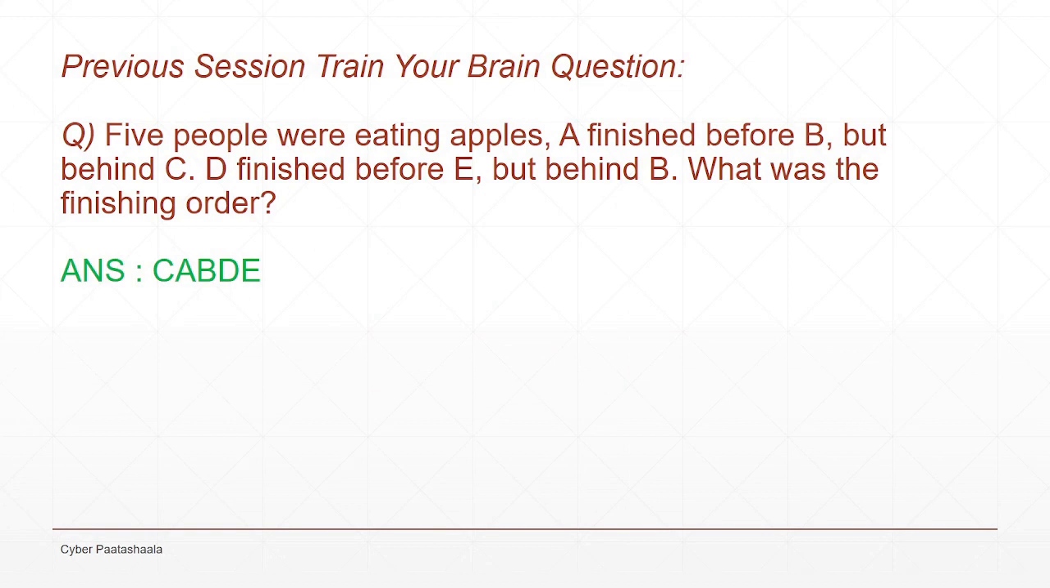Previous session's Train Your Brain question: 5 people were eating apples. A finished before B but behind C. D finished before G but behind B. What was the finishing order? And the answer is C, A, B, D and E.